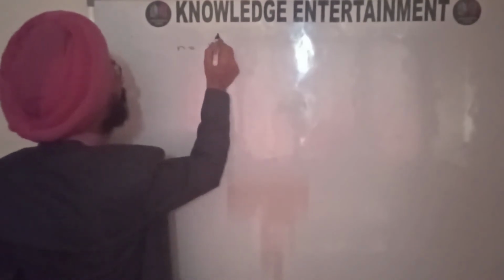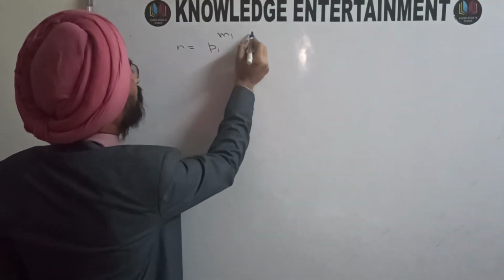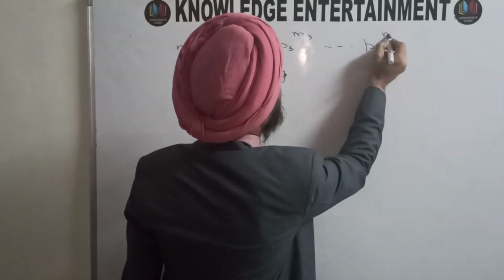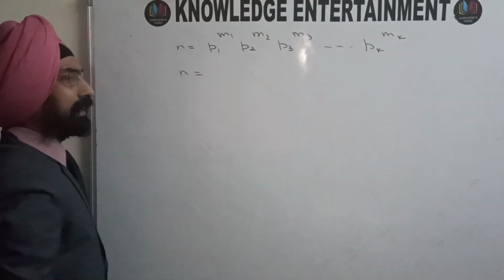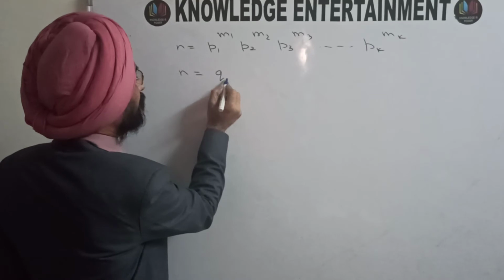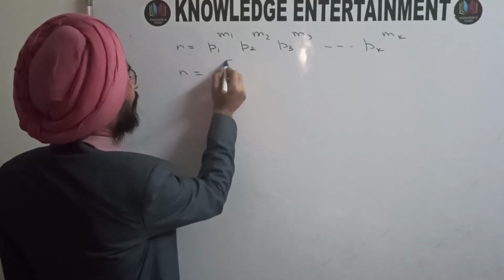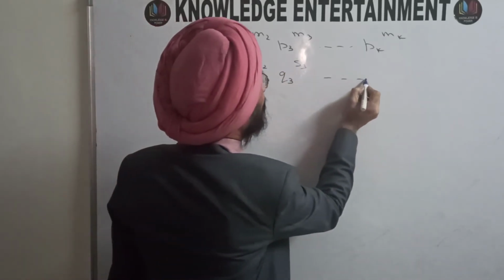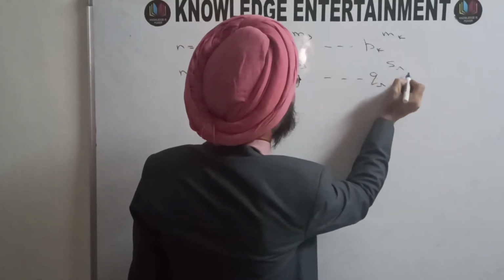Uniqueness part of this theorem, that this representation of every integer as a product of powers of primes is unique. So once again, let there be two representations. Let n be a number which can be represented as p1 power m1, p2 power m2, p3 power m3, and so on, pk power mk, and n can also be represented as q1 power s1, q2 power s2, q3 power s3, and so on, qr power sr.